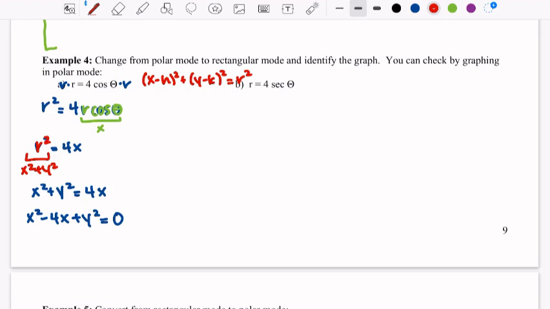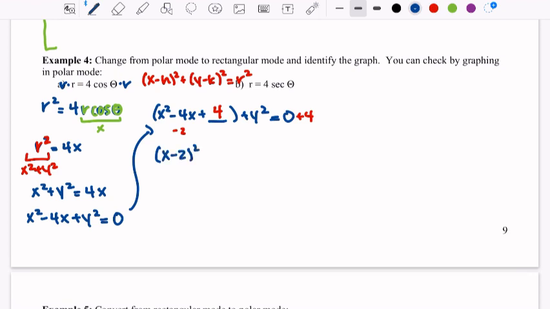So to do this, we are going to have to complete the square. We're going to complete the square for x. So I'm going to have x squared minus 4x plus something plus y squared equals 0. How do we do this? Well, we take the middle term and divide it by 2, so it's -2, and then squaring that gives 4. So I'm adding 4 into my equation. If I add it on one side, I have to keep the equation balanced, so I add it on the other. Completing the square, I get x minus 2 squared plus y squared equals 4. So that's our rectangular form equation.